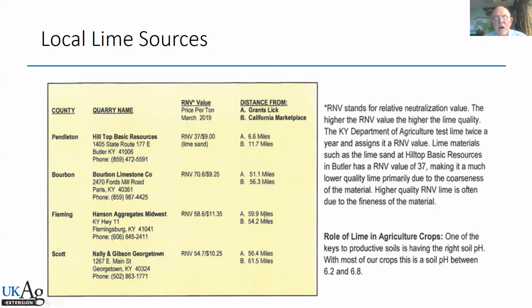I've even broken it down at that time. There's a price per ton, okay? And it doesn't vary that much. Some of the cheapest lime being in Bourbon County at $9.25 a ton at that period of time, that was the greatest quality. Therefore, it would take a lot less of it as a liming agent.